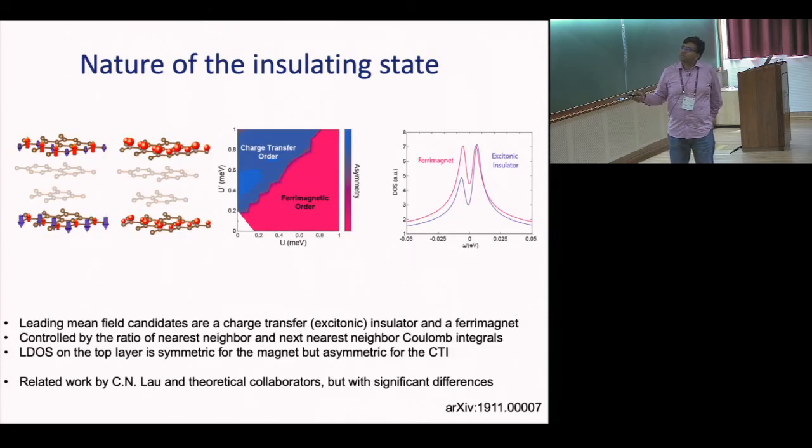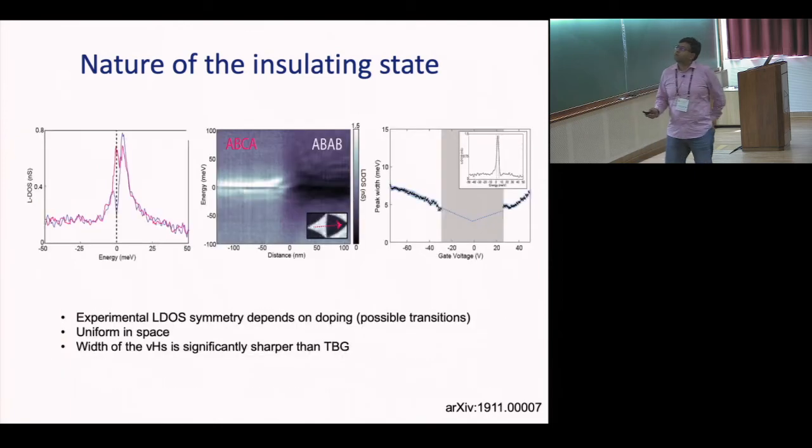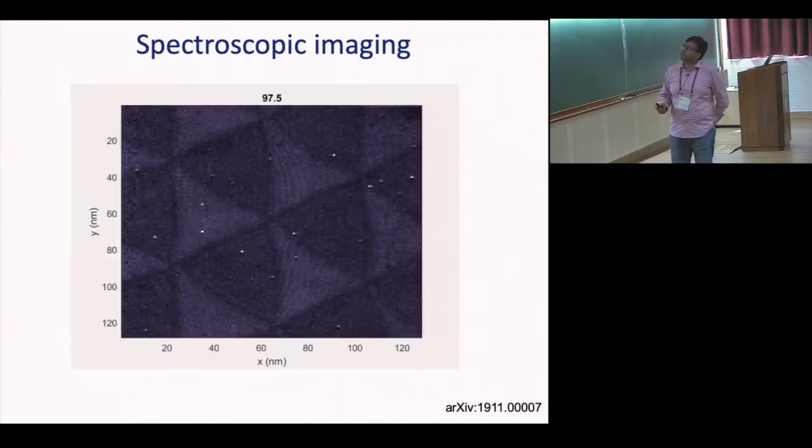We've done some theory on what this insulating state is. It turns out that the two leading candidates in mean field theory are an excitonic insulator, this one, and the other one is a ferrimagnet of this type. Since I'm running fairly short on time, I'm going to skip over a couple of things about this.